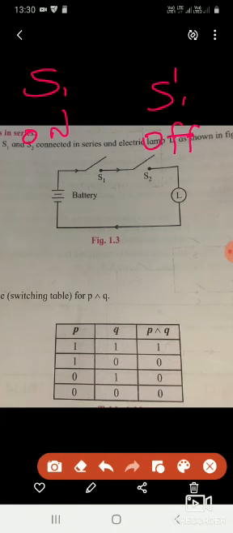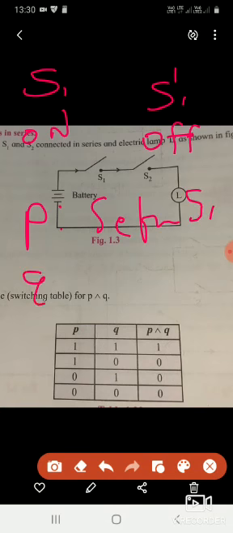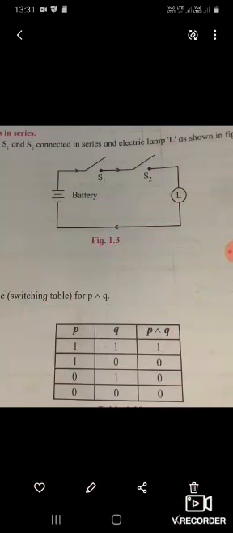Moreover, we convert that to a statement pattern. In the symbolic form, we write P is switch S1, Q is switch S2. In that way you are going to write. Now suppose the switches are connected in series or parallel. How do we use the logical connectives? Listen.